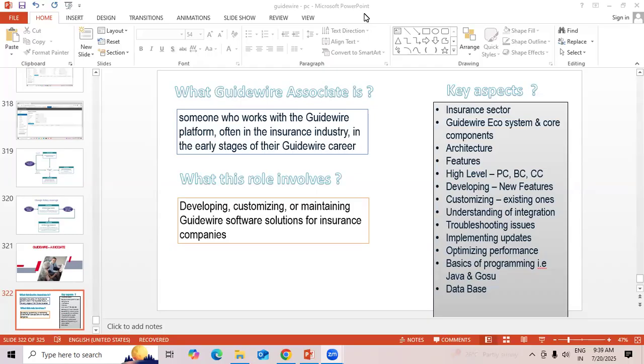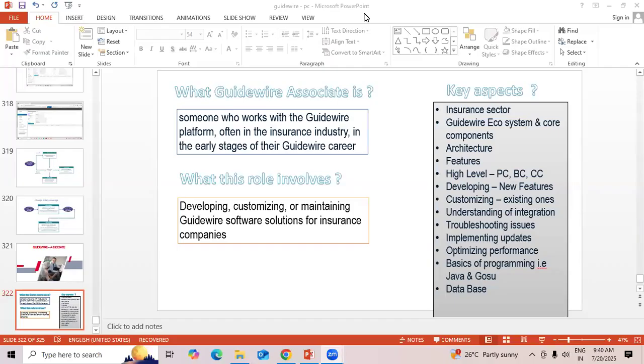Basically, this Guidewire associate role majorly involves a few things. One is understanding the development part. If you want to be a full-fledged developer, that's a different thing. But as a Guidewire associate, when we are moving into a Guidewire career, this role majorly involves developing, customizing and maintaining Guidewire software for insurance companies, either companies planning to move towards Guidewire or those already using Guidewire applications.